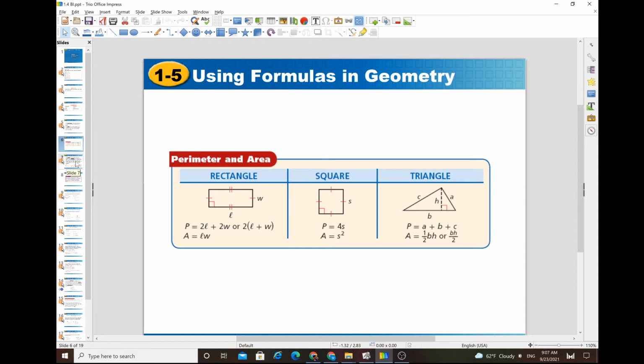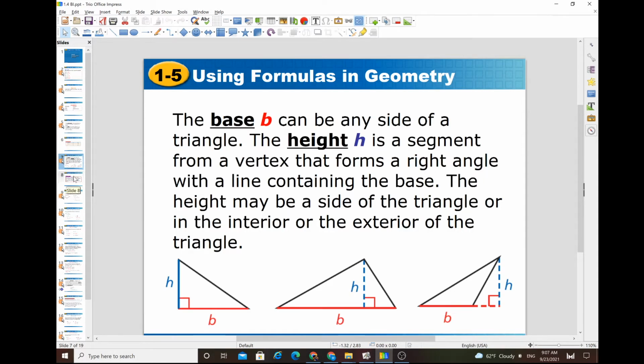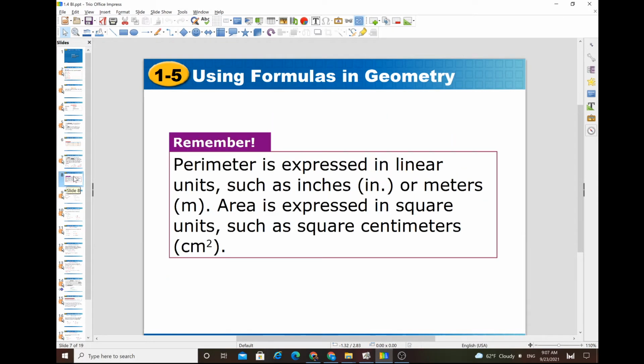Okay, so now let's take a look at some of the examples here. One thing that I just want to point out: perimeter is just 1-dimensional. So the unit is either inches, meters, miles. Area is 2-dimensional. So once you take the unit, it's always the square of the unit. So square centimeters, square meters, square miles, things like that.